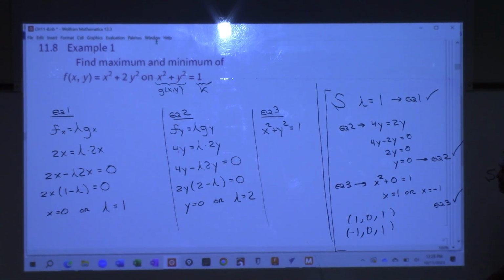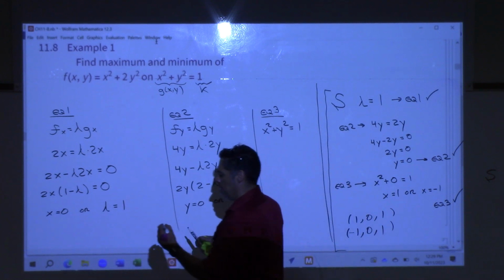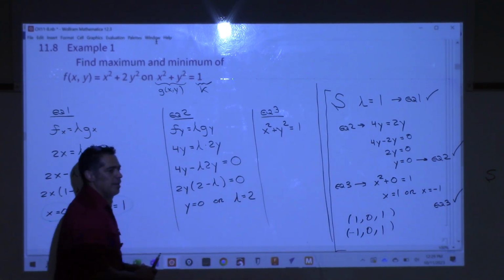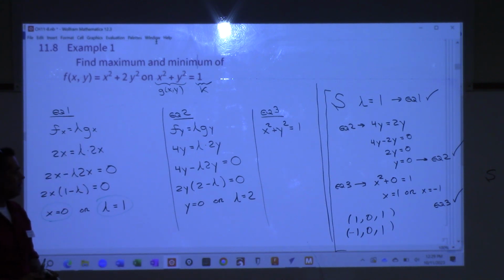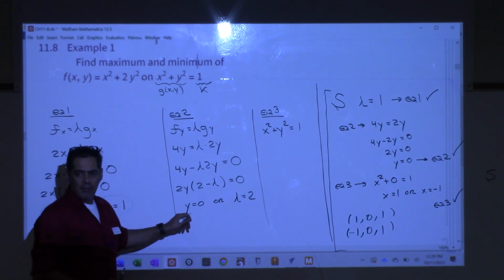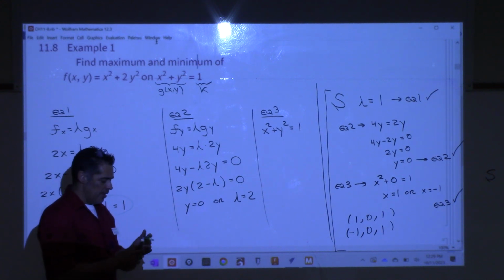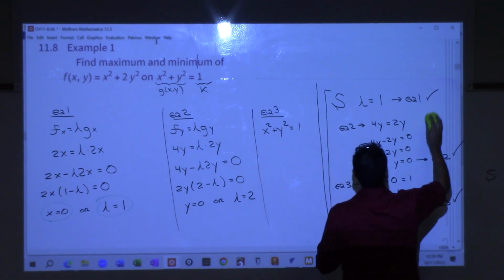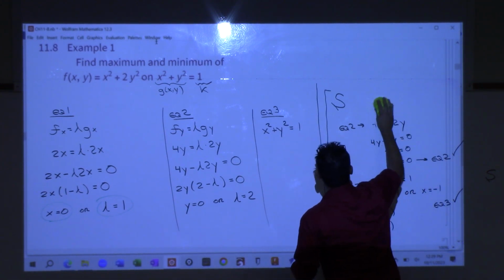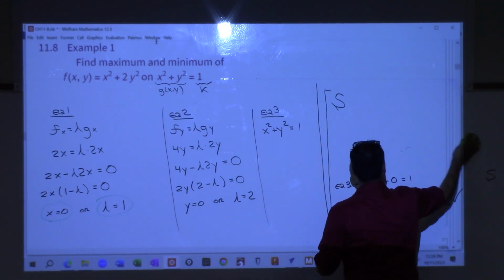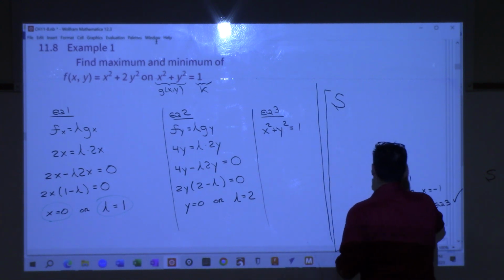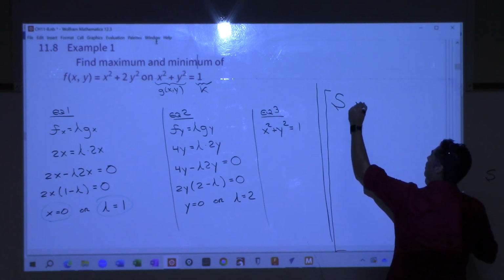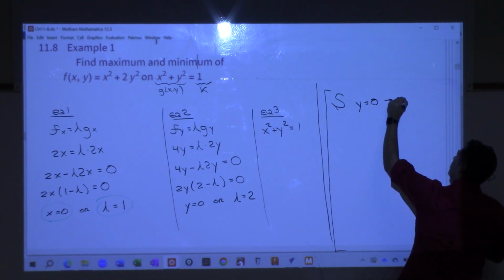Let me circle the things that we've considered here. We've considered x is 0, right? Got it. Lambda is 1 we've considered, yes? Now, we need to look at y is 0. Let's just look at it because it's going to be pretty straightforward what happens. Suppose y is 0. You're going to see we kind of already did it, right? Suppose y is 0. That means equation 2 is good.